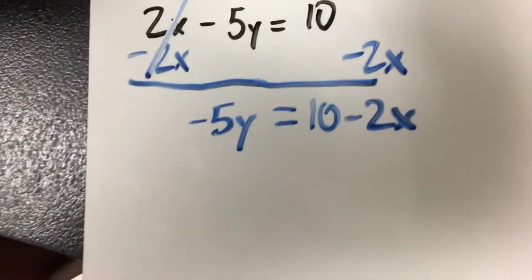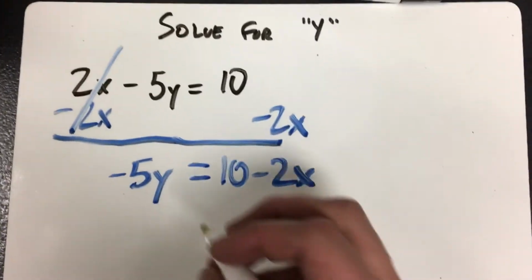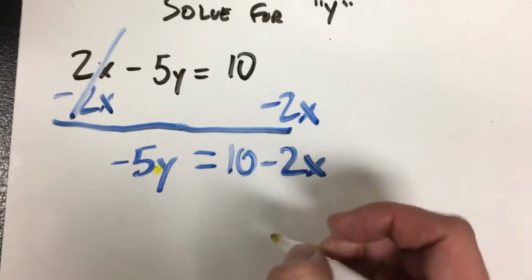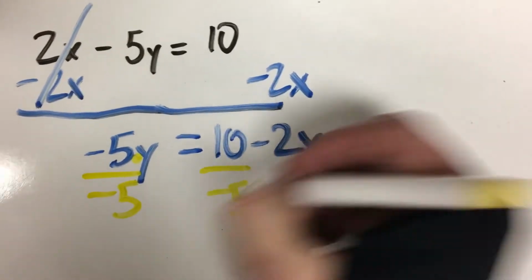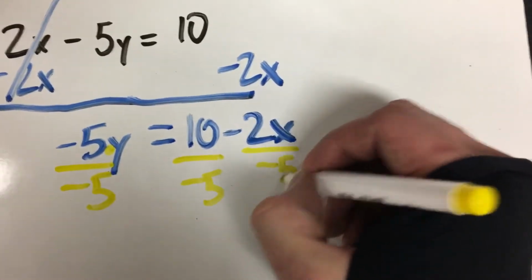Sorry about that. I had to reach for another marker. Now, the letter y is still being multiplied, right? This is being multiplied by negative 5. So I'm going to undo multiplying with dividing. You divide every single term, and look what you're left with.